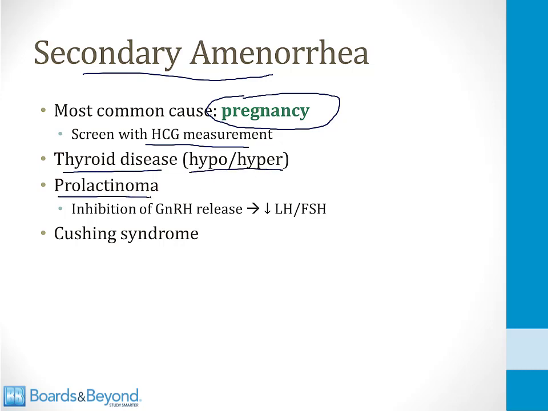A prolactinoma can cause amenorrhea. Prolactin inhibits GnRH release and will lower the LH and FSH levels. I talk about this in more detail in the module on pituitary disease. And then finally, Cushing's syndrome can also cause amenorrhea from high cortisol levels. I talk about this in more detail in the modules on the adrenal gland.